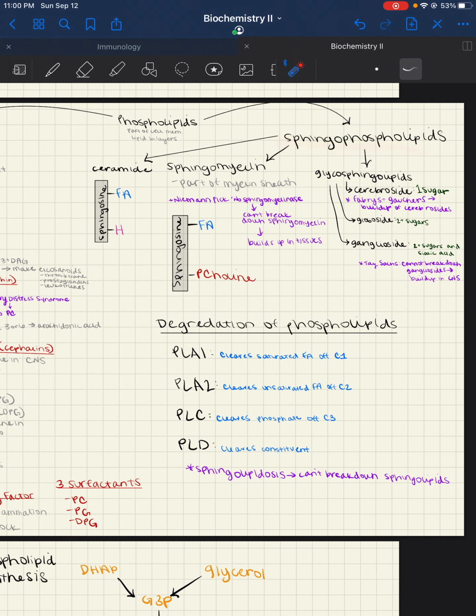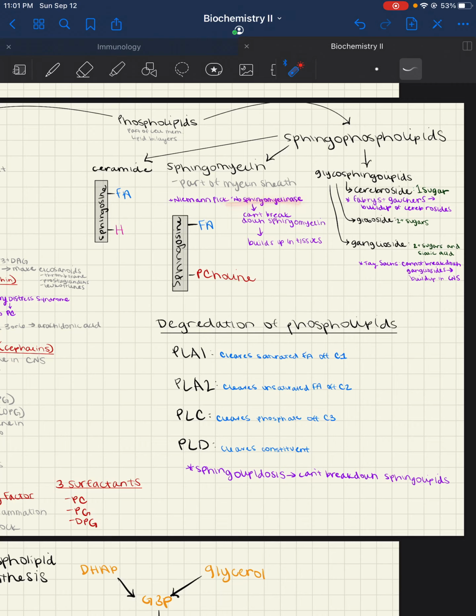Over here, so sphingophospholipids have 3 little subcategories. There's ceramides, sphingomyelins, and glycosphingolipids. Ceramides, so it's just a sphingosine backbone with a fatty acid and a hydrogen constituent. Ceramides are common in skincare. It's the simplest form of a sphingophospholipid. A sphingomyelin, myelin makes me think of myelin sheath, and this is the phospholipid that makes up the myelin sheath. So it's a sphingosine with a fatty acid and a phosphatidylcholine as the constituent.